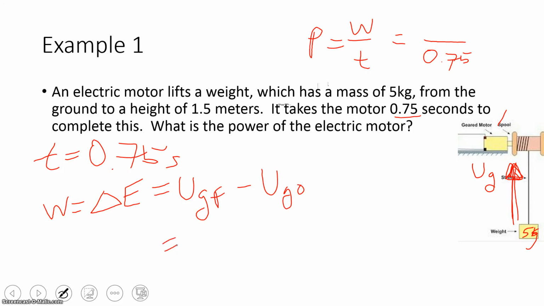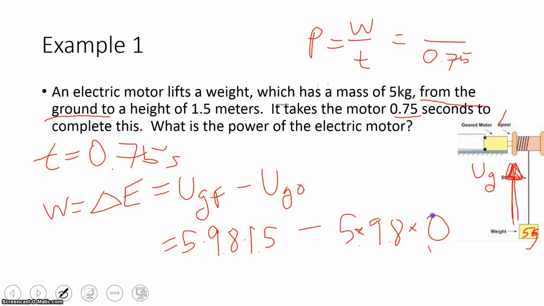UG final is the mass, 5, times G, 9.8, times the height, which is 1.5 meters, minus UG original, which is 5 times 9.8 times how high it is at the beginning. It's from the ground, so that's a height of 0. So it actually had 0 energy.